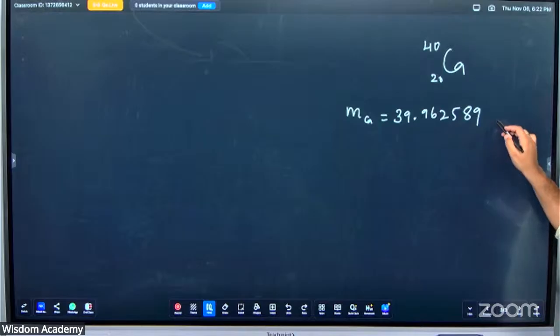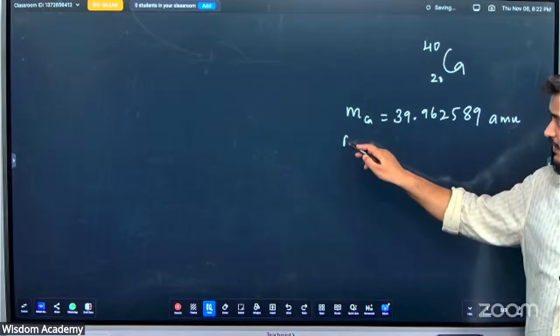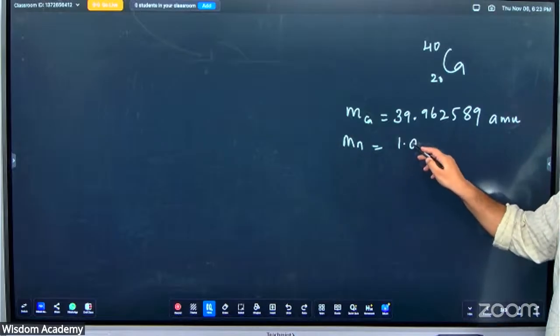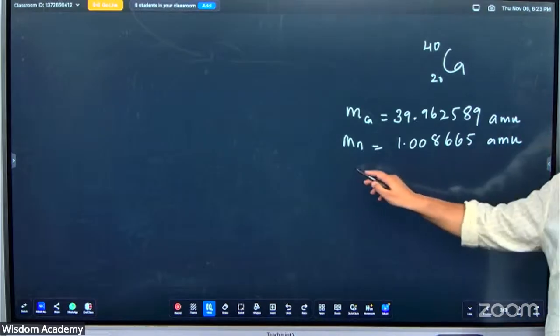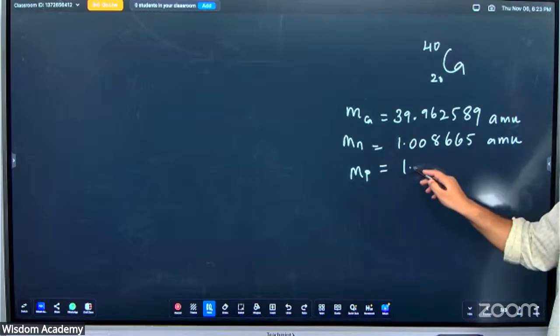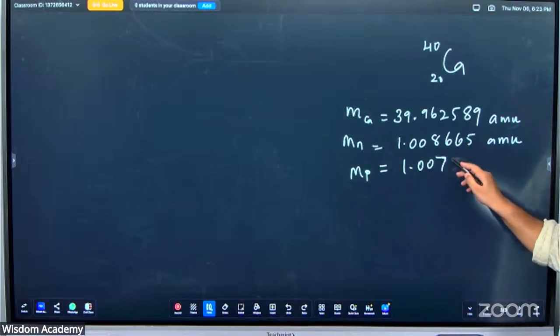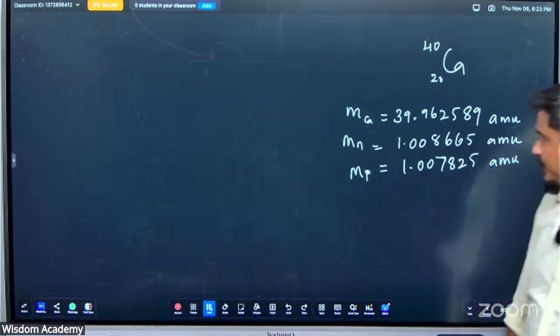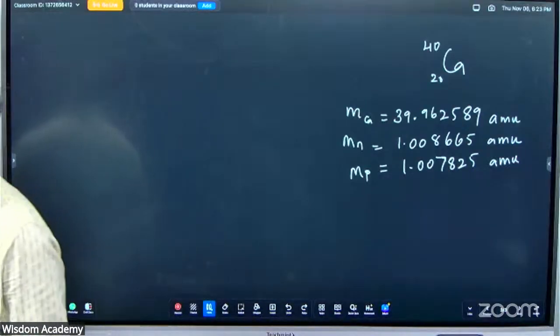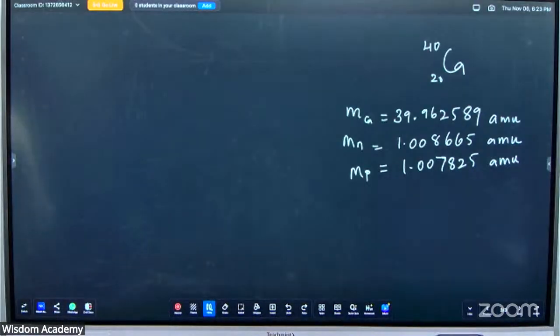This much AMU. Next is the mass of neutron, they have given that also. That is 1.008665 AMU. And the mass of proton is given as 1.007825 AMU. I hope it is clear to you. I gave the mass of each proton, the mass of each neutron, and the mass of the calcium nucleus by mass spectroscopy experiment. I am expecting you to find the binding energy per nucleon of calcium.